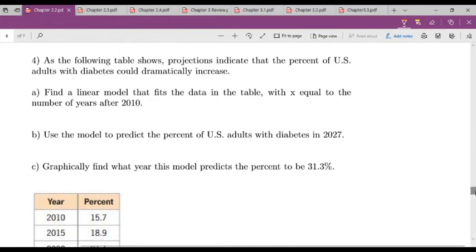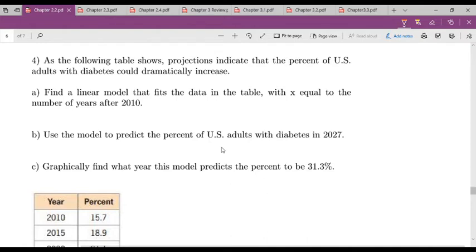Alright, on to page 6 and number 4. It says, as the following table shows, projections indicate that the percent of U.S. adults with diabetes could dramatically increase. Find a linear model that fits the data in the table with x equal to the number of years after 2010. Use this model to predict the percent of U.S. adults with diabetes in 2027, and graphically find what year this model predicts the percent to be 31.3%.